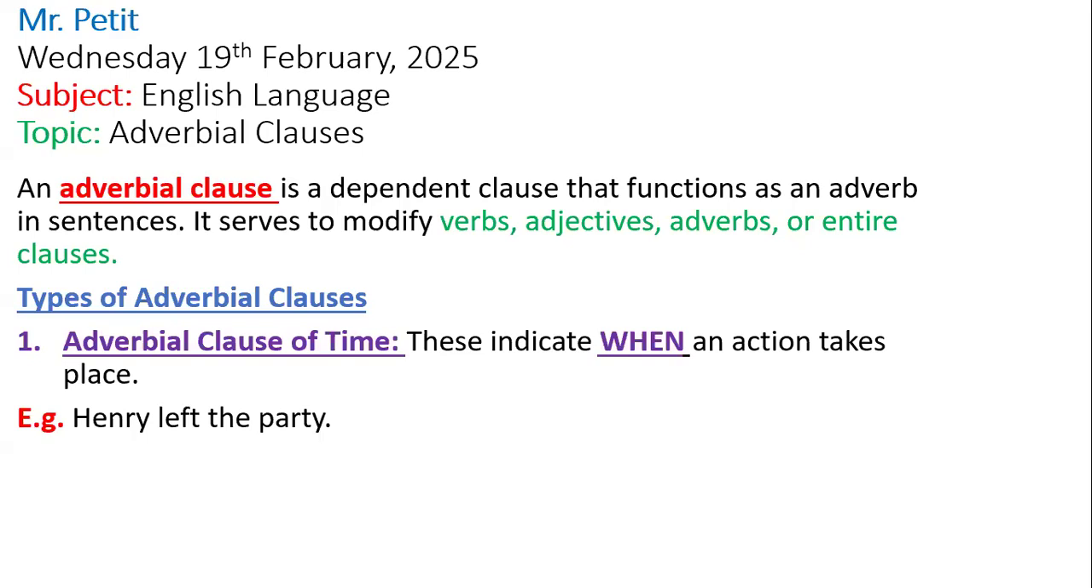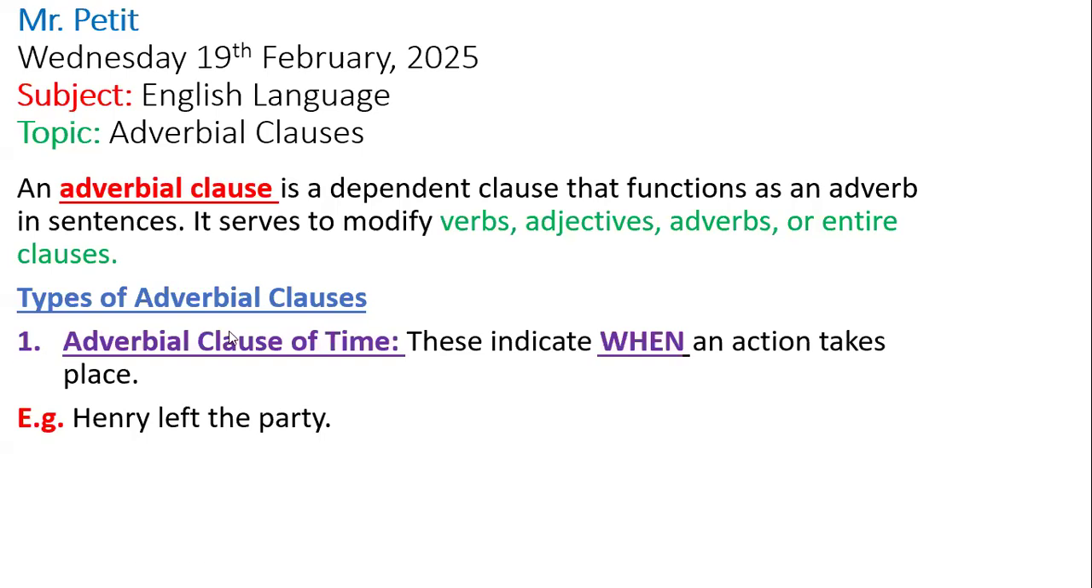Okay, all right. Actually, this is a complete sentence. This is an independent clause. Why? I have a subject. What is my subject? Henry. I have a verb. What is my verb? Left. So what action is he doing? He's leaving the party. It's a complete thought, right?